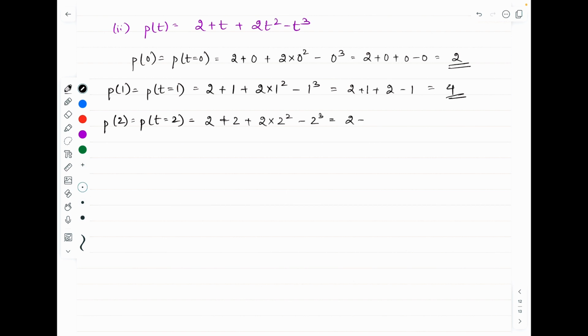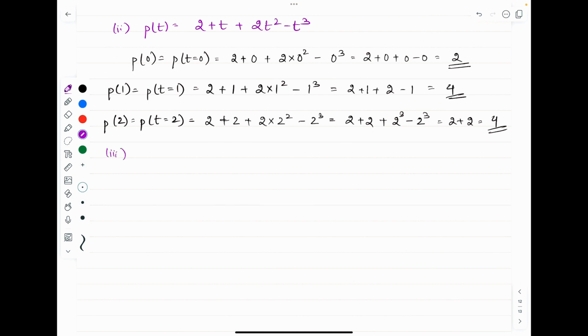So this is written as what? 2 plus 2. Okay, 2 plus 2 plus 2 into 2 square is what? 2 cube minus, then again it is written 2 cube. So 2 cube is cancelled. That means 2 plus 2. 2 plus 2 is what? 4. So the value is 4.